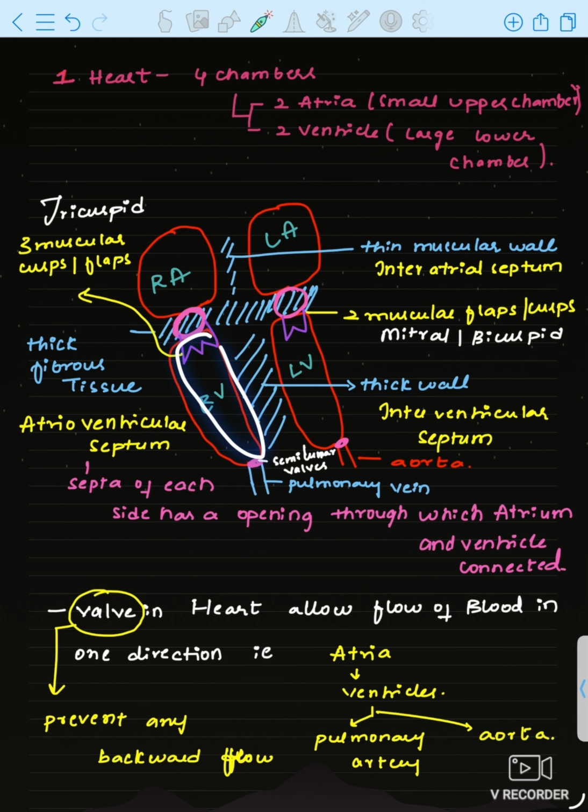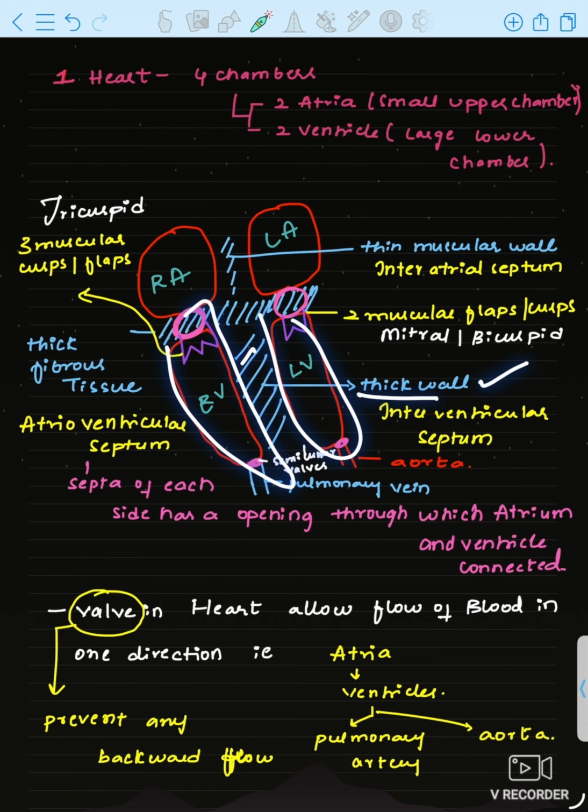See, between the 2 ventricles, there is a thick wall. Between the atria, there are small atria, no? That is why a thin wall is enough. But the ventricles are much larger, that is why a thick wall will be there. This is called the interventricular septum. Between the 2 ventricles, that is why it is the interventricular septum.